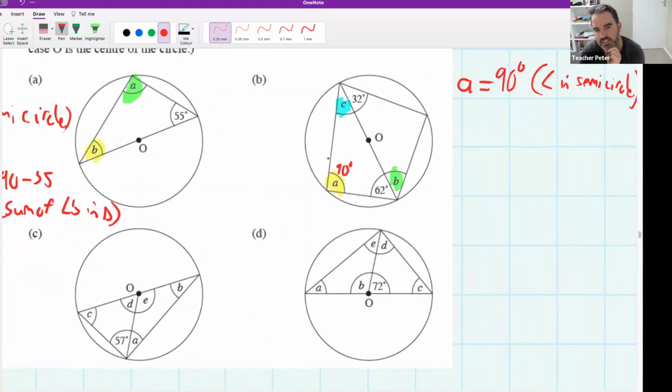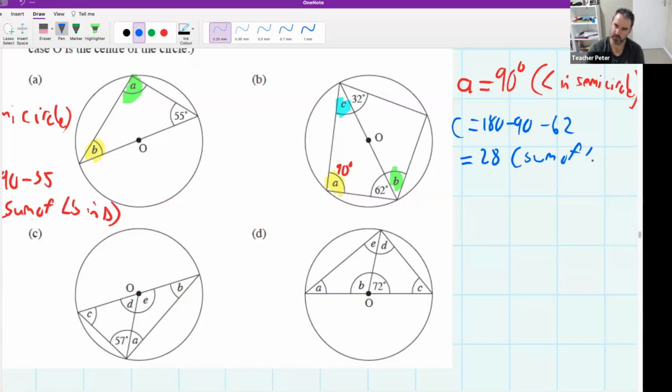What would I get next? I think C would be the next one because you've got a triangle. So C would be 180 minus 90 minus 62, which would be 28. And it would just be sum of angles in triangle. So that would be 28.